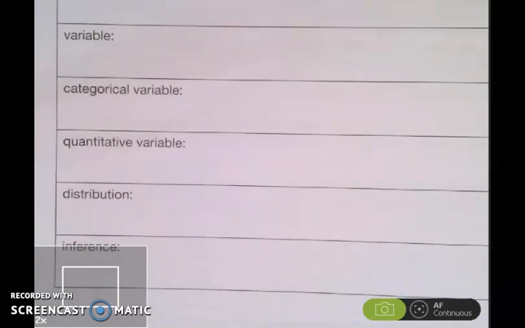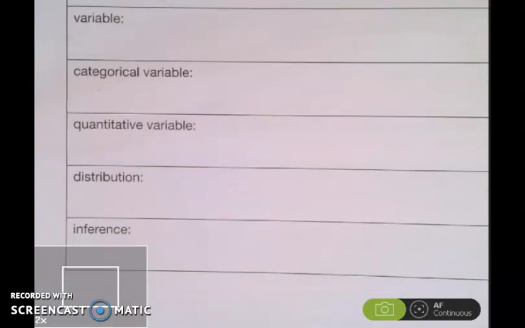And then inference is that idea of being able to draw conclusions about your set of data from our sample of data and drawing conclusions a little bit more about the population of the data. So those are the first sort of three learning targets, and we'll get into distribution a little bit more.